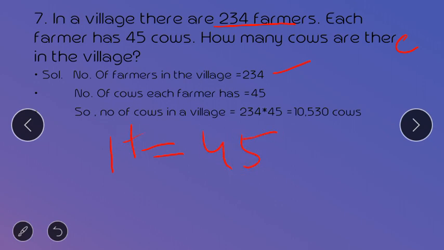So number of farmers in the village is 234. So 234 farmers have how many cows? Then you have to multiply and you will get the answer 10,530 cows. This 234 farmers have 10,530 cows.